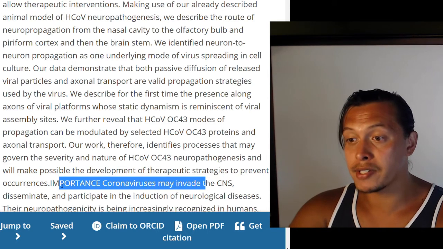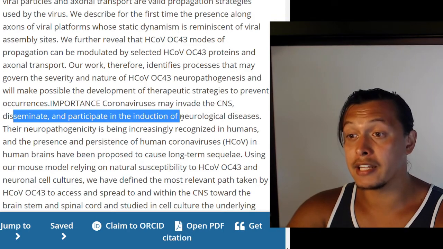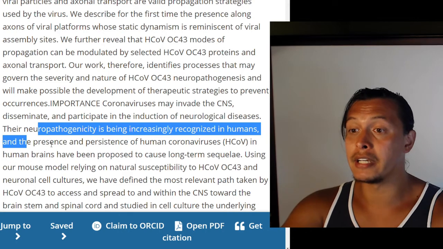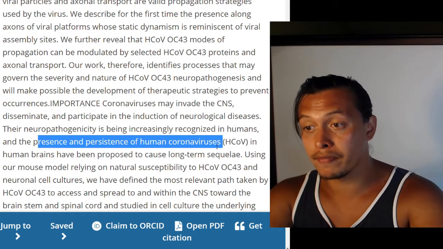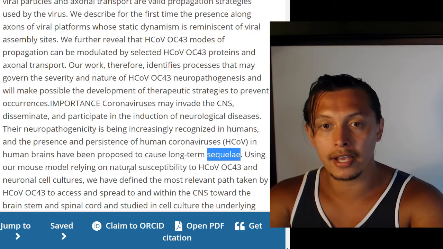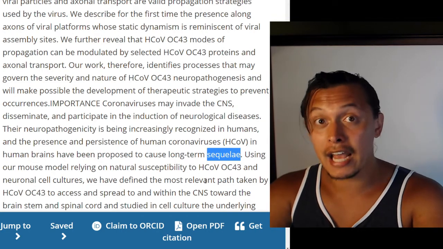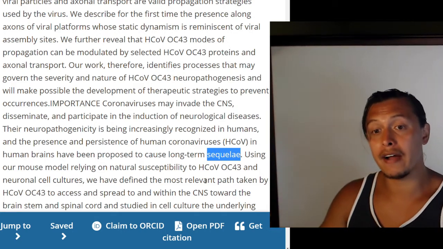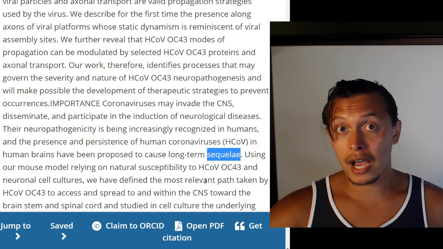Importance: coronaviruses may invade the central nervous system, disseminate and participate in the induction of neurological diseases. Their neuropathogenicity is being increasingly recognized in humans, and the presence and persistence of human coronaviruses in human brains have been proposed to cause long-term sequelae, so long-term complications, even after you've been infected with that virus. And remember, you can be infected with coronaviruses multiple times throughout your life.